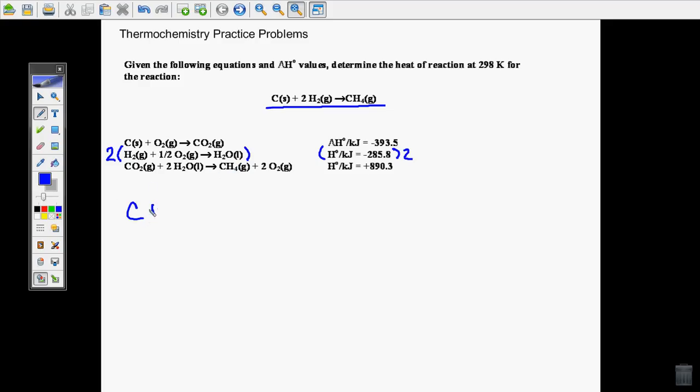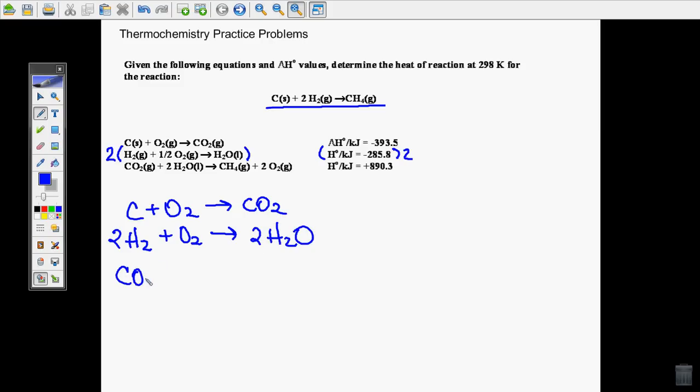So I'm going to rewrite my equations so that I can start canceling things. And I can only cancel things opposite of the yield sign. Okay. So I've got, I forgot to put this two right here. So I've got two waters.